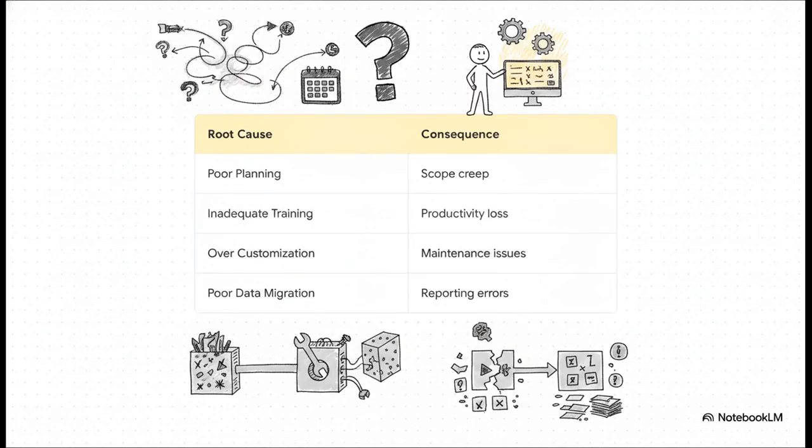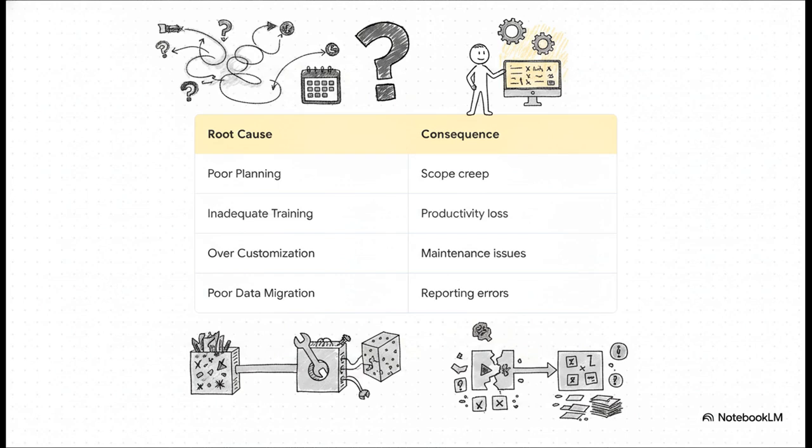Systemic execution pitfalls across all analyzed corporate failures. Consistent root causes emerge again and again. Poor planning, this is universally present. Organizations fail to set clear, measurable goals aligned with business strategy. This inevitably leads to scope creep, where the project expands uncontrollably and drains capital. Inadequate training, this leaves end users paralyzed. Employees who are unfamiliar with the new system interface will create data entry errors, resulting in massive productivity losses on day one.